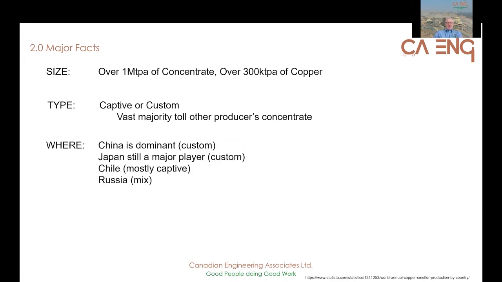Where is it done? China is dominant. It's all in the custom business. Japan's still a major player in the custom business. Chile has a lot of copper mines and they make a lot of their own copper, so there's a lot of captive business there. And Russia's a major player, so there's a mix in Russia.